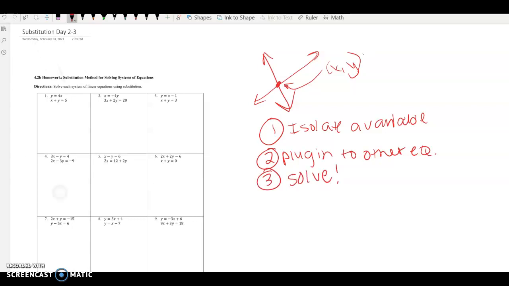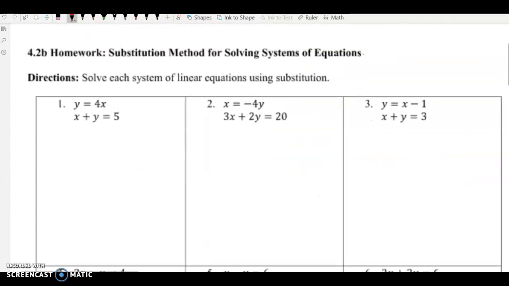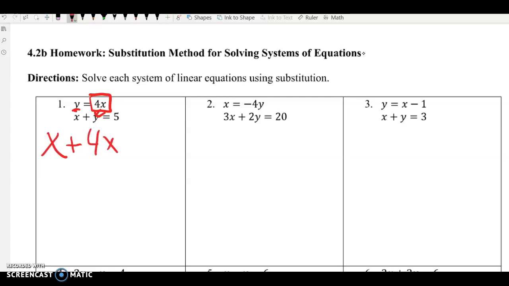So for number one, go ahead and do this with me. Number one, there's a variable isolated. So I'm going to put a box around what the isolated variable is equal to. So we know y equals 4x. Great. Plug it into the next equation. Since this was what y equals, I'm going to plug it in for y down below. So I get x plus, no longer y, I'm plugging in 4x, because that's what y is equal to, equals 5. X plus 4x gives me 5x equals 5.